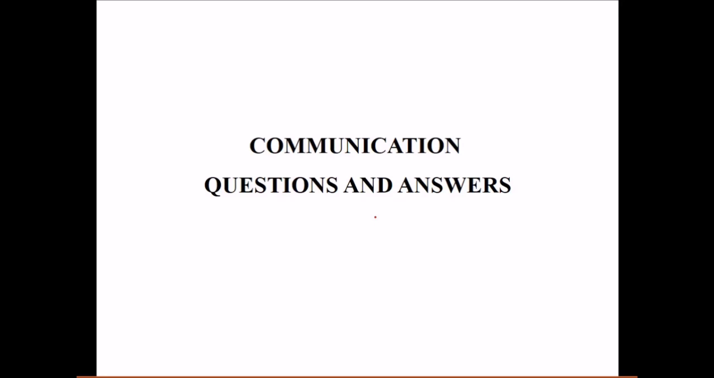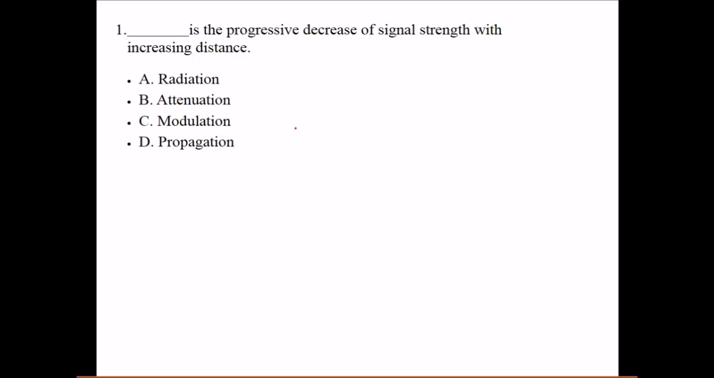Let us see MCQs in communication. MCQs is multiple choice questions. This is the fill in the blanks: what is a progressive decrease of signal strength with increasing distance? Can you answer it? It is attenuation. Attenuation is the progressive decrease of signal strength with increasing distance. As the distance increases, the signal strength deteriorates or decreases.